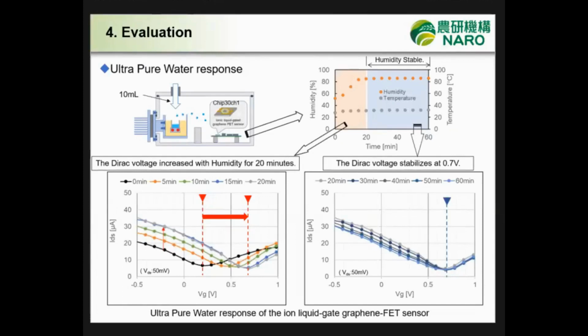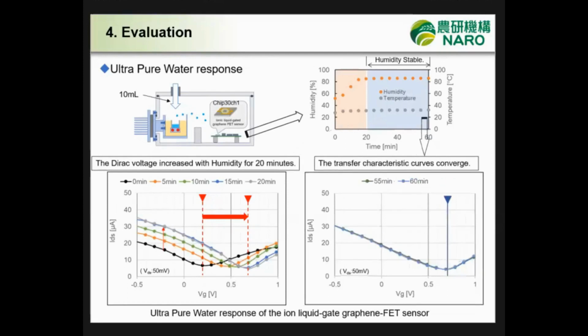Okay. Before evaluating the NO3 sensing, we measured the ultra pure water response of the sensors. Ultra pure water of 10 milliliters was applied to the vaporizer and we measured the transfer characteristic curves at a time interval of 5 minutes. Humidity in the chamber shifted upwards for 20 minutes, and Dirac voltage increased with humidity for 20 minutes. After 20 minutes, humidity is stable, and Dirac voltage also stabilized at 0.7. And the curves converge in 60 minutes.